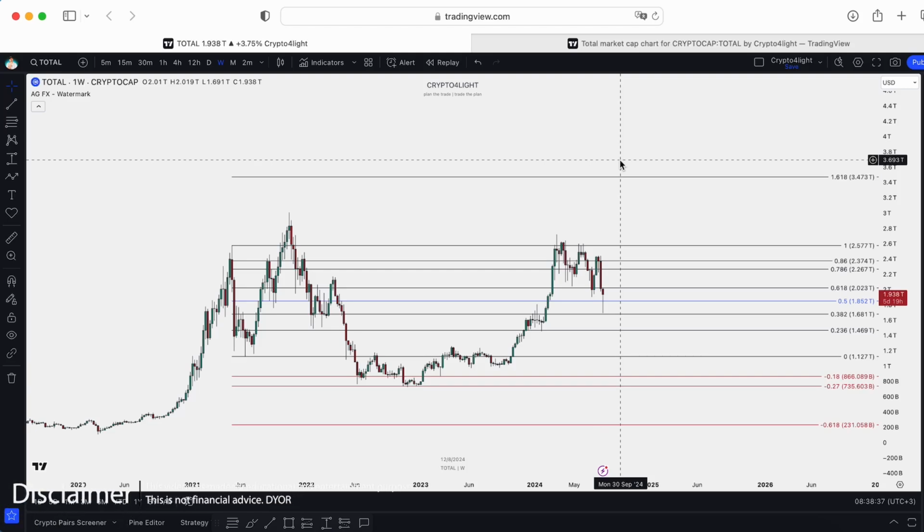Today we'd like to analyze the crypto market capitalization total chart with my custom indicator set. Let's dive in.